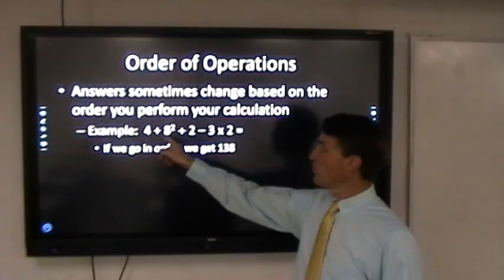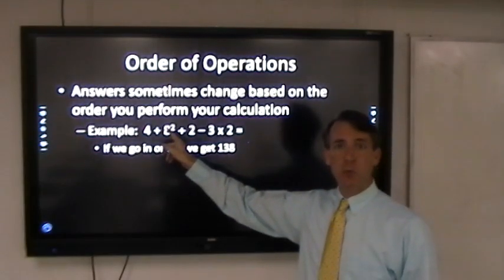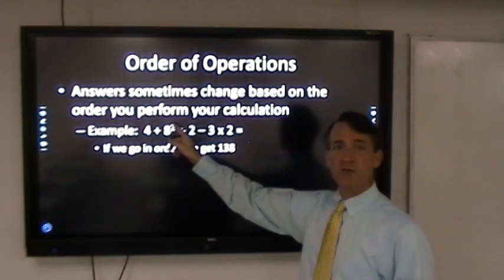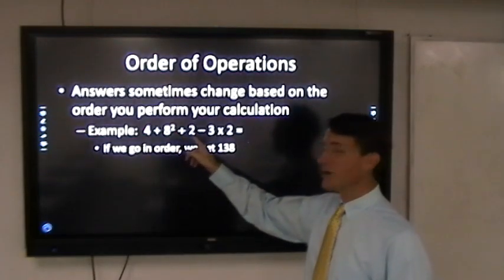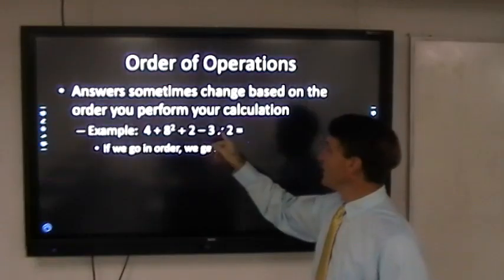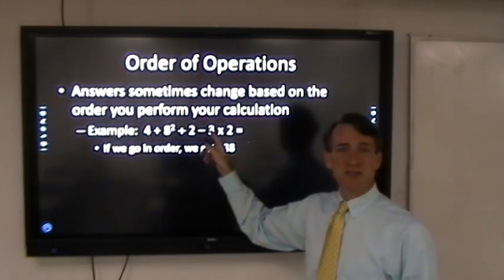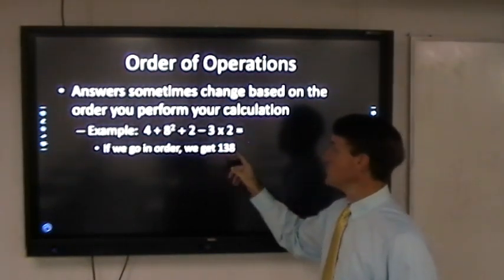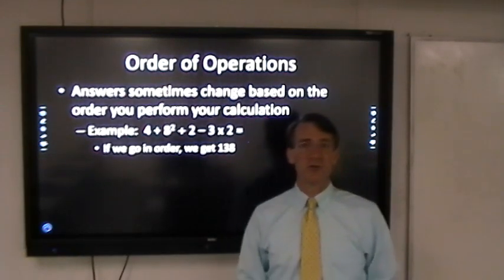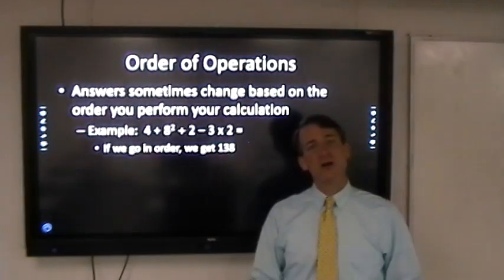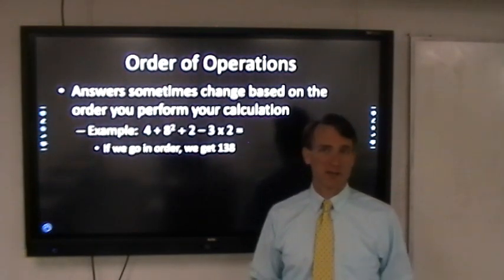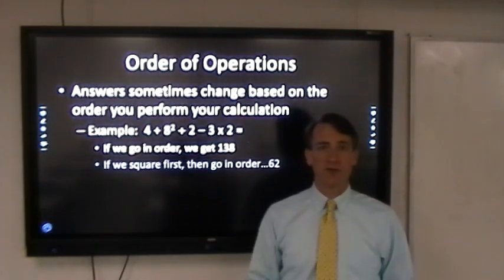Here, if we take 4 plus 8 first, that would give me 12. 12 squared is 144. 144 divided by 2 is 72. Then we subtract 3, that gives me 69. And then I multiply by 2, that gives me a total of 138. However, 138 is not the correct answer. That is not the correct way of doing it.